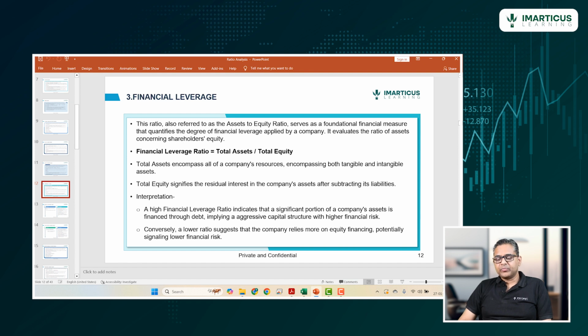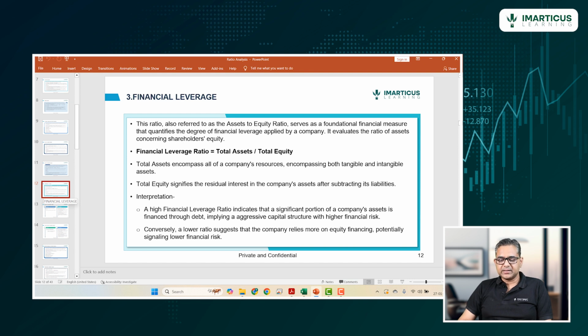So higher debt always increases the financial risk of the company. So here, if the financial leverage is getting higher and higher over a period of years, that means overall the financial risk of the company is increasing because they are relying more and more on debt, which can become difficult to manage in the long run.